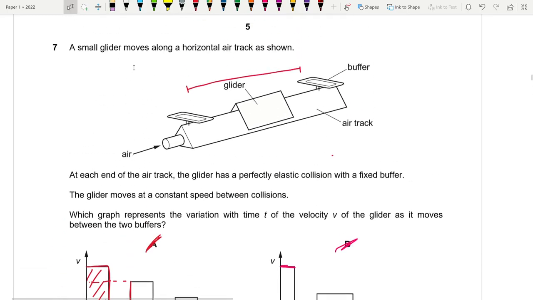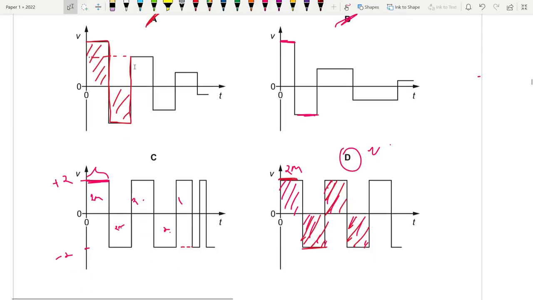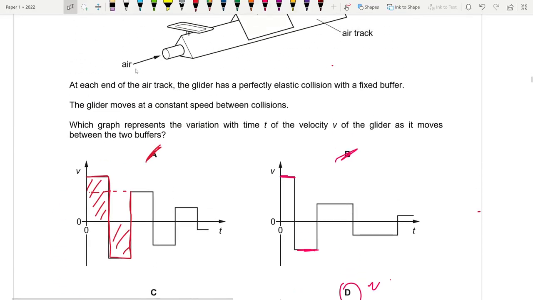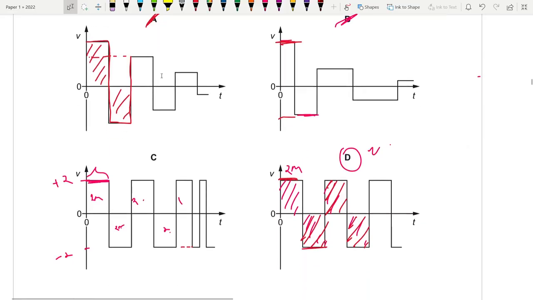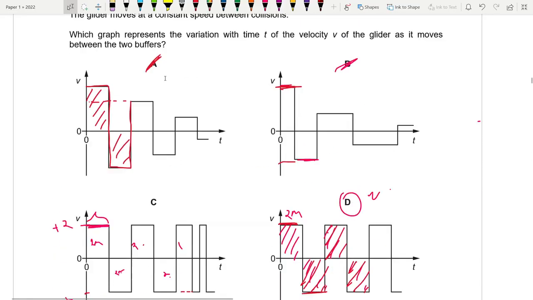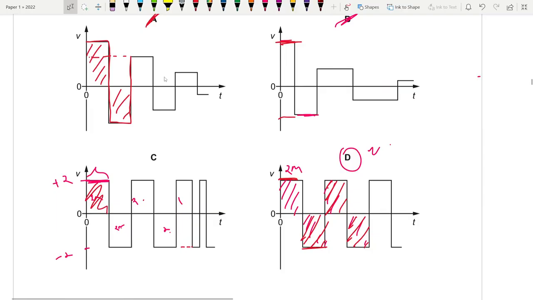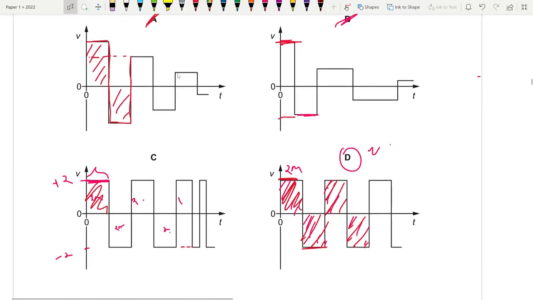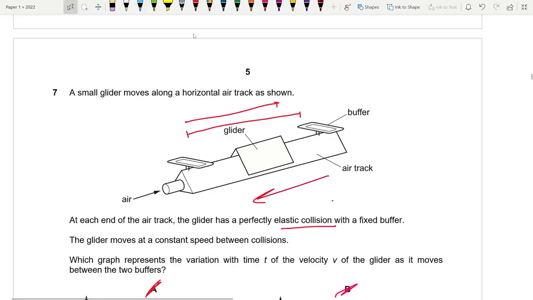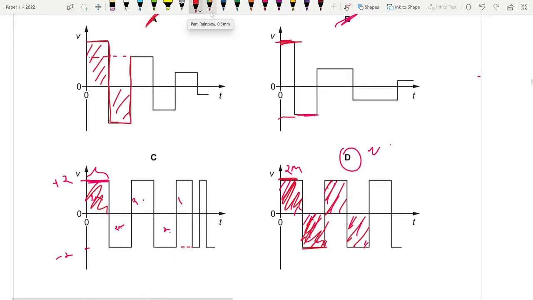This is very important. Since elastic collisions, these heights have to be the same. It's a must, which is why A and B are wrong. And why D over C? Because the area under the curve also has to be the same. Suppose you're moving from left to right, this is this area. Now you're moving from right to left, this is the next area over here. So it keeps on repeating.